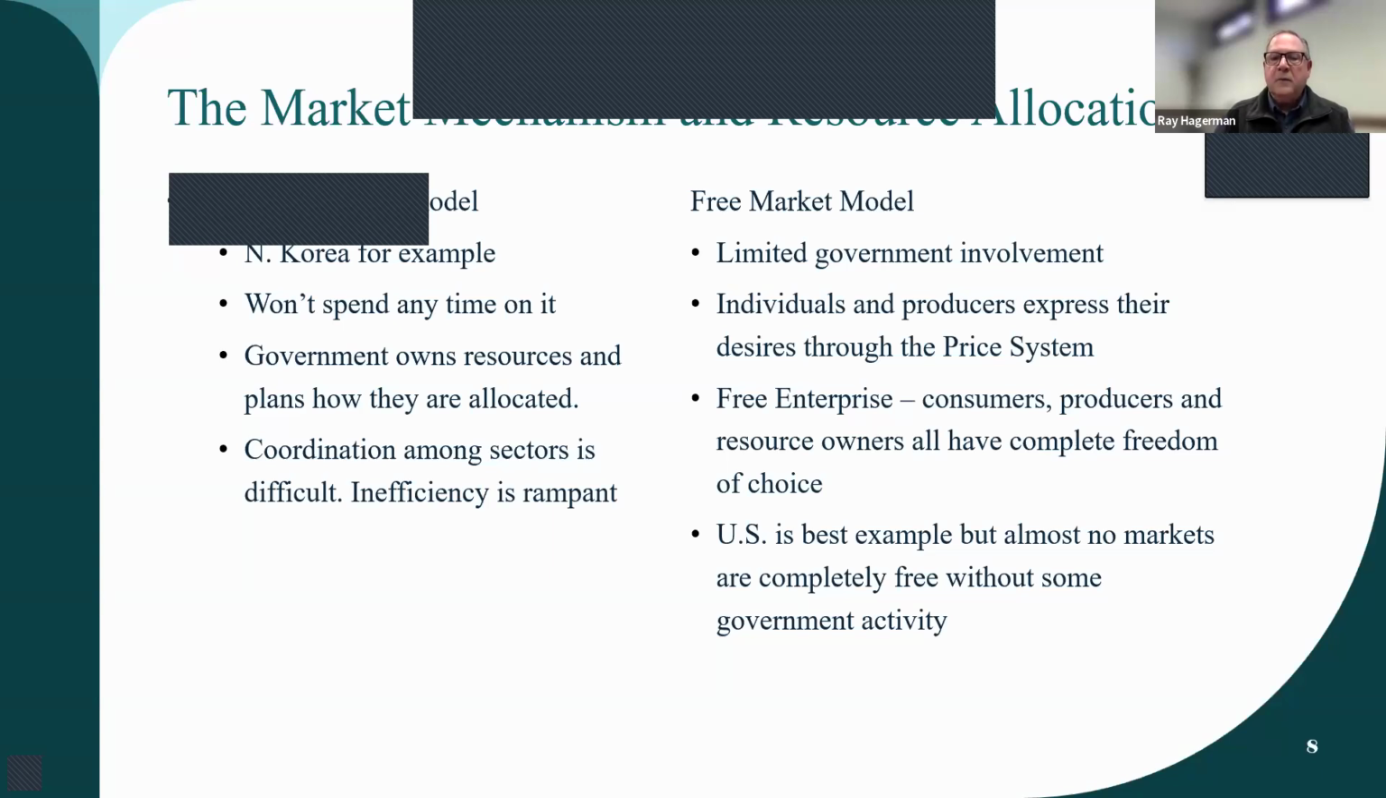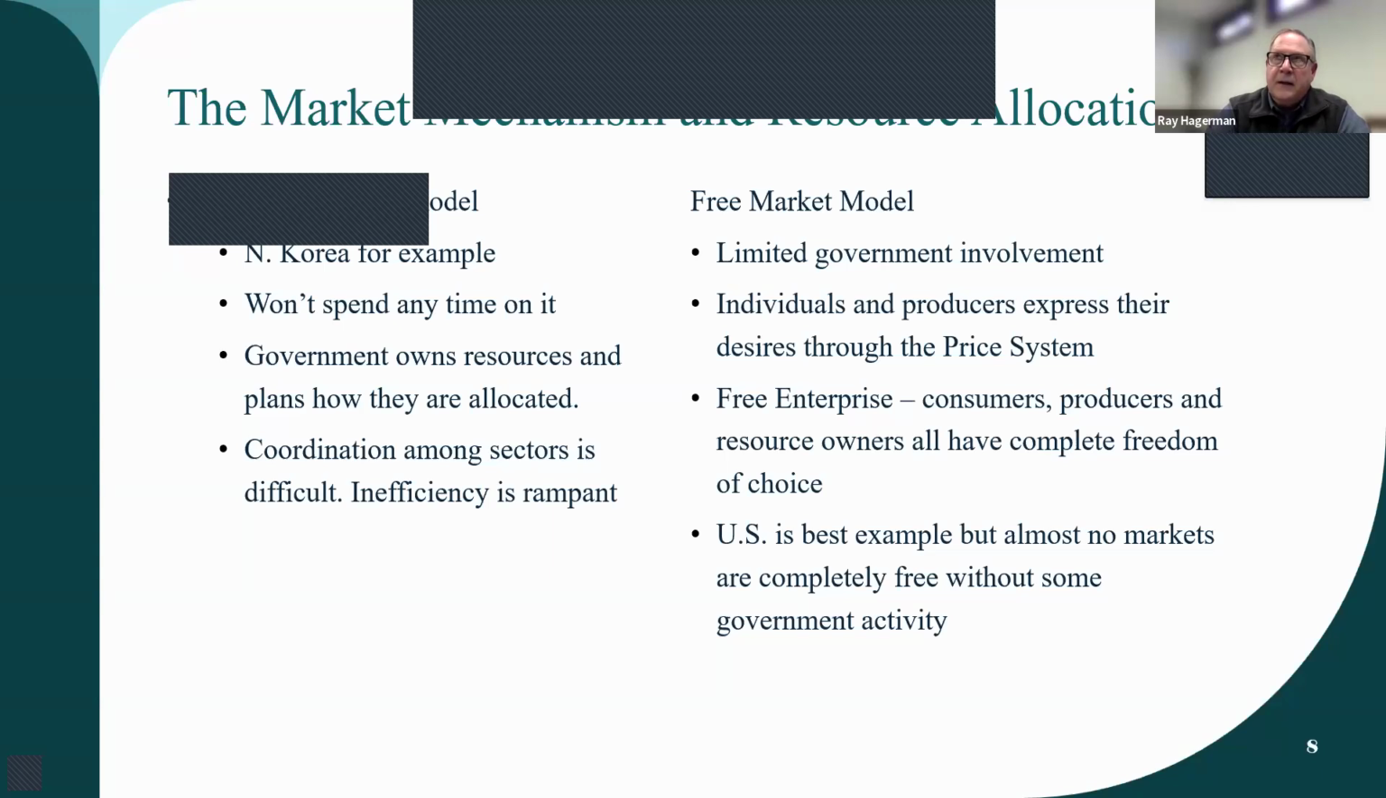What are some characteristics? What are the three main characteristics, for example, of the free market model? A, it has limited government involvement. B, it relies on the price system to make sure that the right amount of products are produced and the right amount of products are demanded through the price system. Individuals, and when I say individuals, I'm basically talking about consumers. So consumers and producers express their desires through the price system.